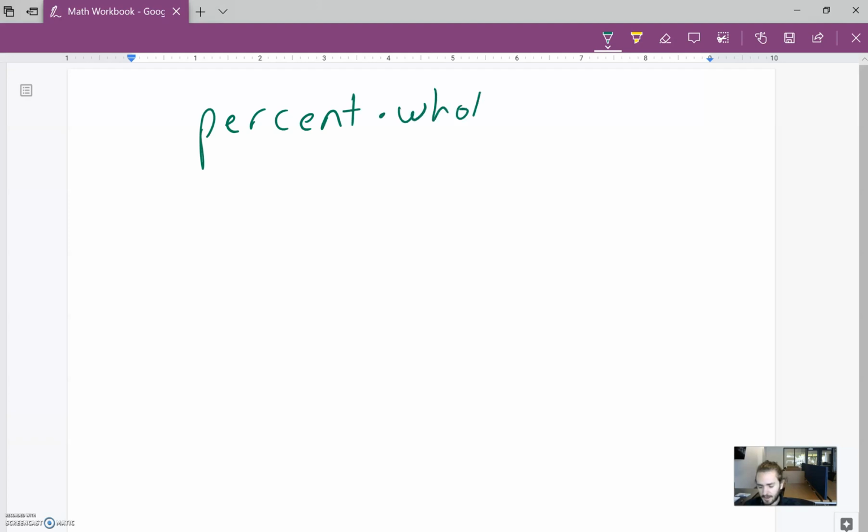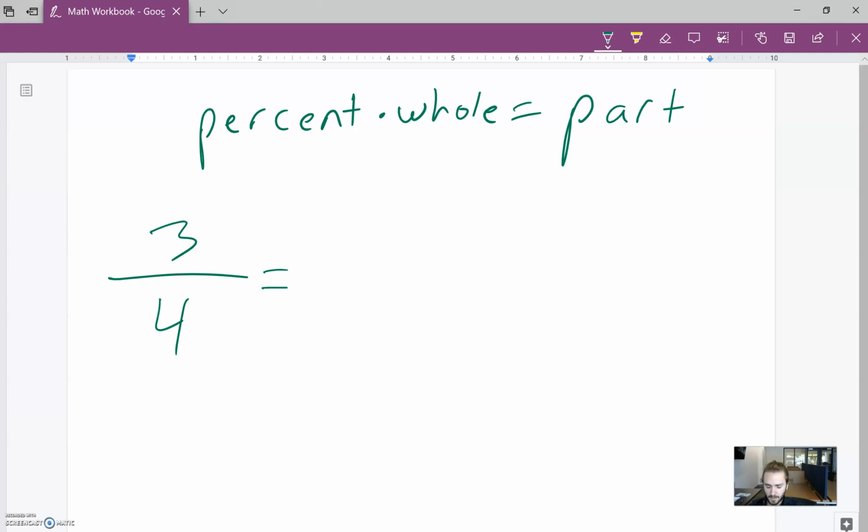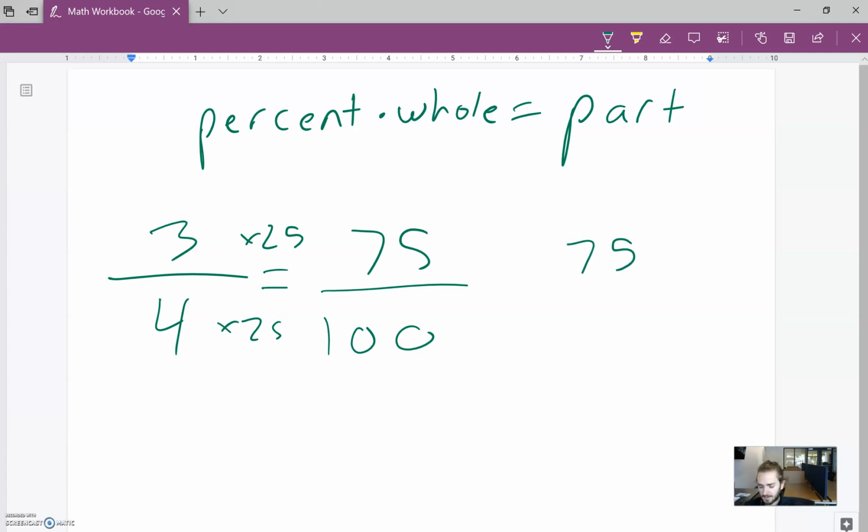So if we have percent times whole equals part, instead of knowing the part, we can also figure out what that percent is. And we already know this. This makes sense, right? That's like saying, hey, 3 out of 4. Well, if I want to know the percent, the part is 3, the whole is 4, and I want to know the percent. So there are a lot of ways I can do it. I can divide 3 divided by 4, or I can find an equivalent fraction. So in this case, I know that 4 times 25 is 100, and 3 times 25 is 75. So we know logically, right, that our part divided by our whole equals our percent, 75%.